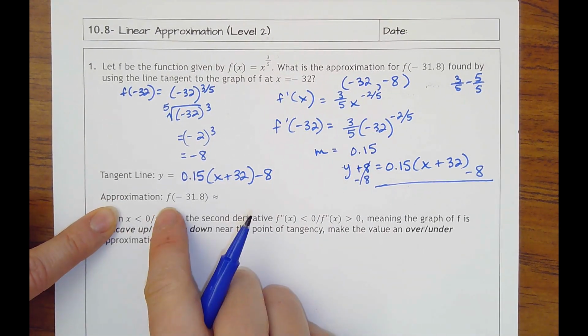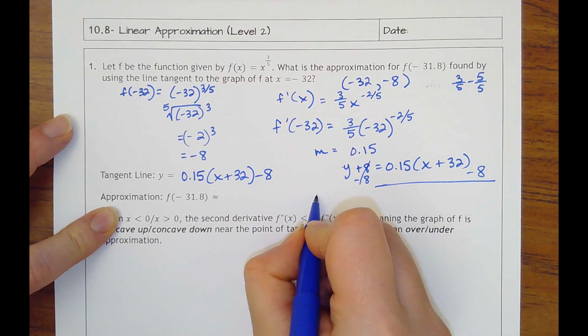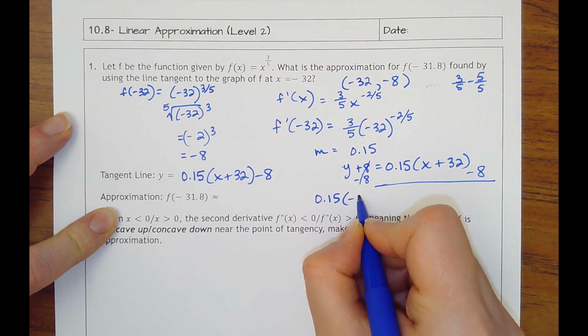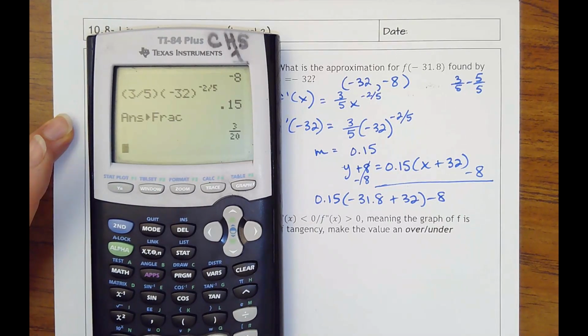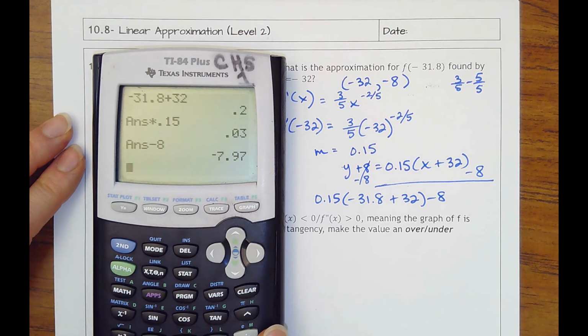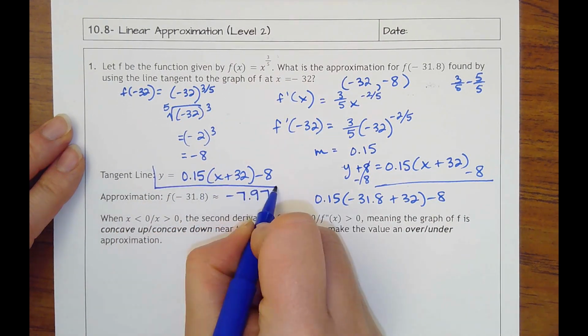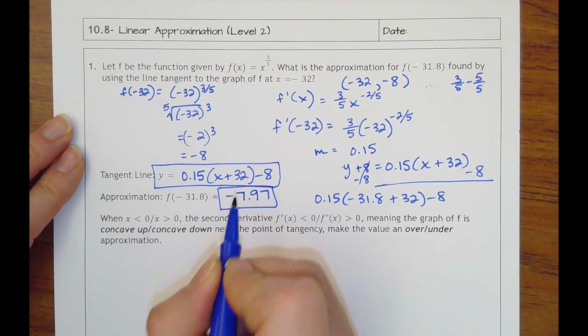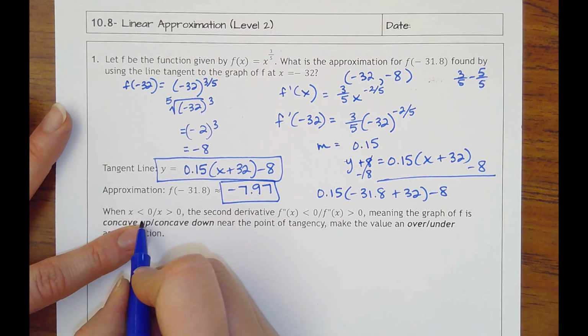Then they want the approximation of 31.8 using this. And so we would do this. Negative 31.8 plus 32 is 2/10 of a difference times 0.15 minus 8, negative 7.97. So what we got? This is an answer. This is an answer. And then it says, it's just going to be drop down menus, but I put a slash here to show you both of them.